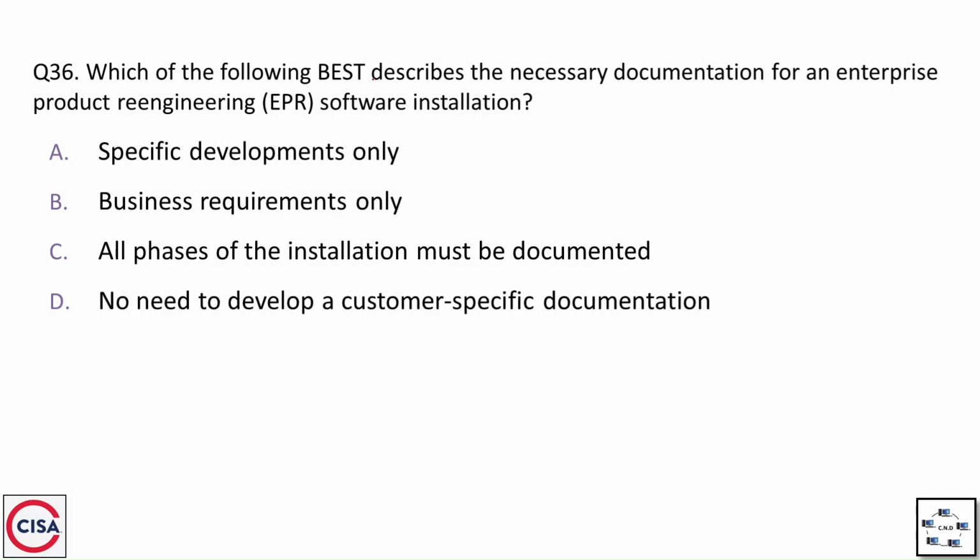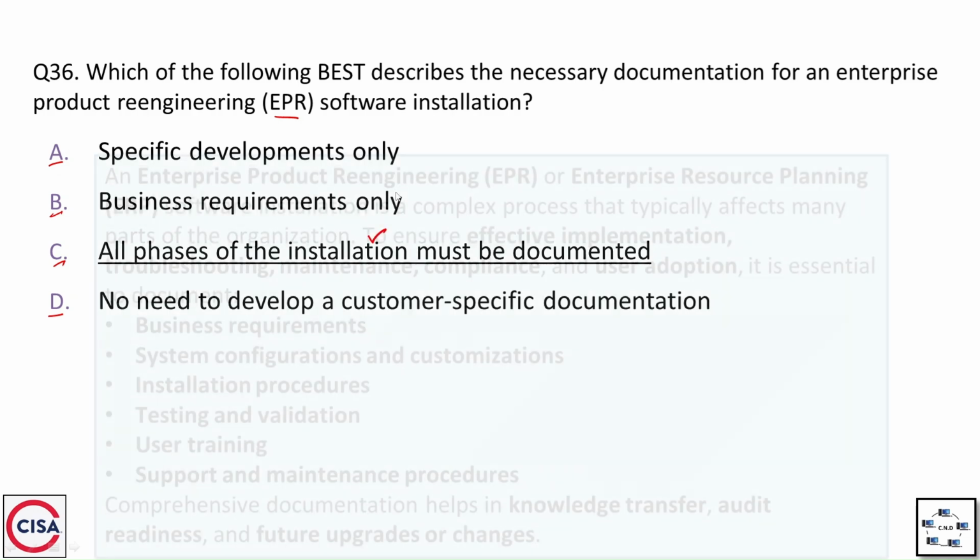Question number 36. Which of the following best describes the necessary documentation for an enterprise product re-engineering, that is EPR, software installation? Option A, specific developments only. Option B, business requirements only. Option C, all phases of the installation must be documented. And option D, no need to develop customer specific documentation. And the correct option is option C, all phases of the installation must be documented.